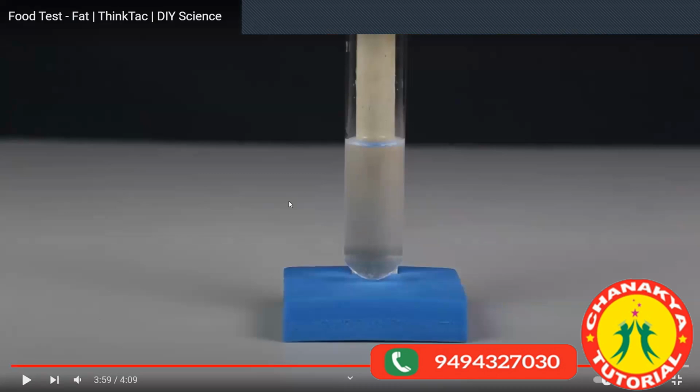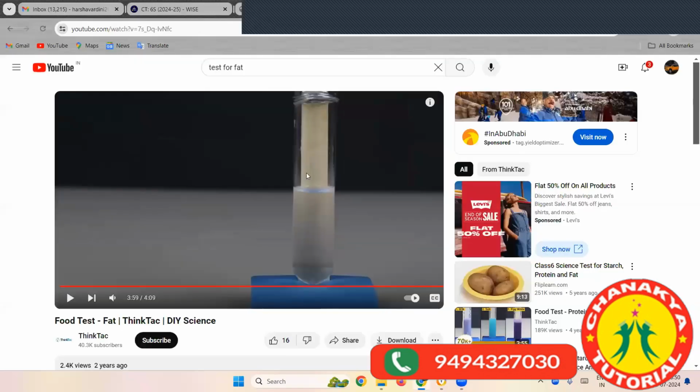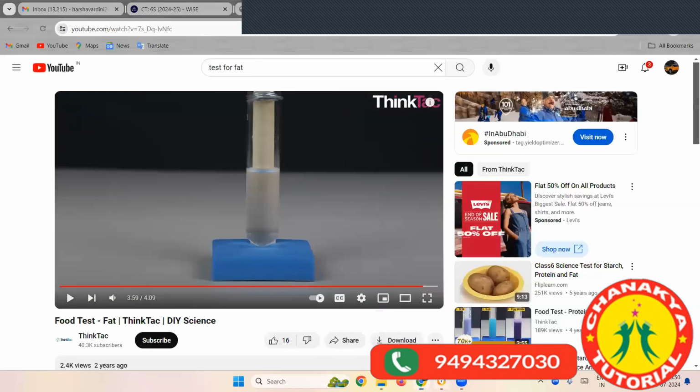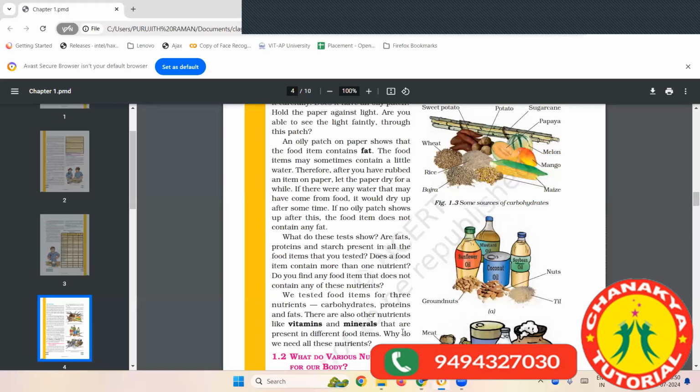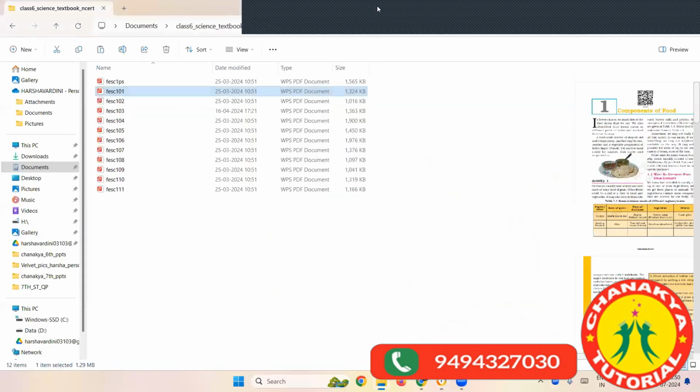Then we have seen isopropyl alcohol. So what is the chemical formula of isopropyl alcohol? It is actually CH3CHOHCH3, I think so. Wait a minute. Where is the PPT?